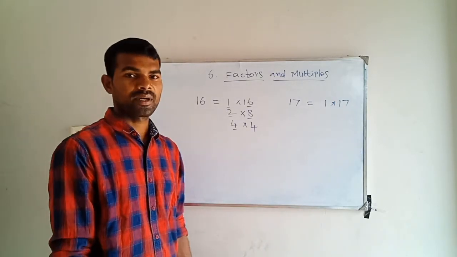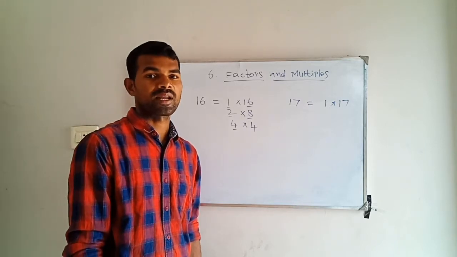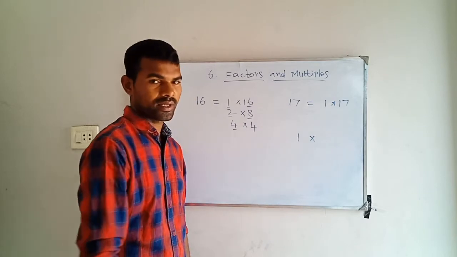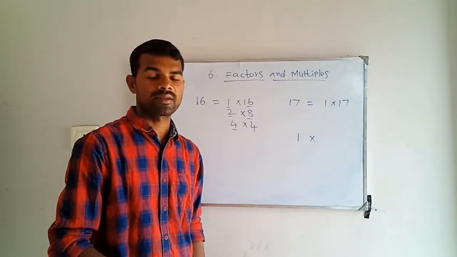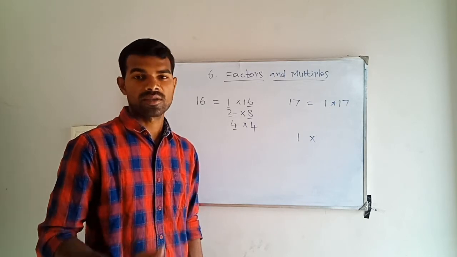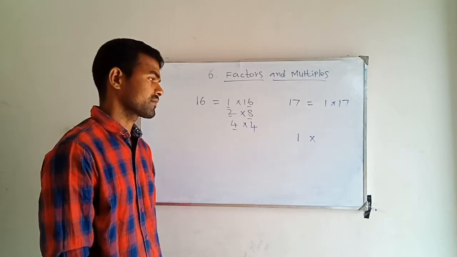So all numbers have factors except 1. The number 1 does not have any other factor. Leaving the number 1, all the remaining numbers have factors.